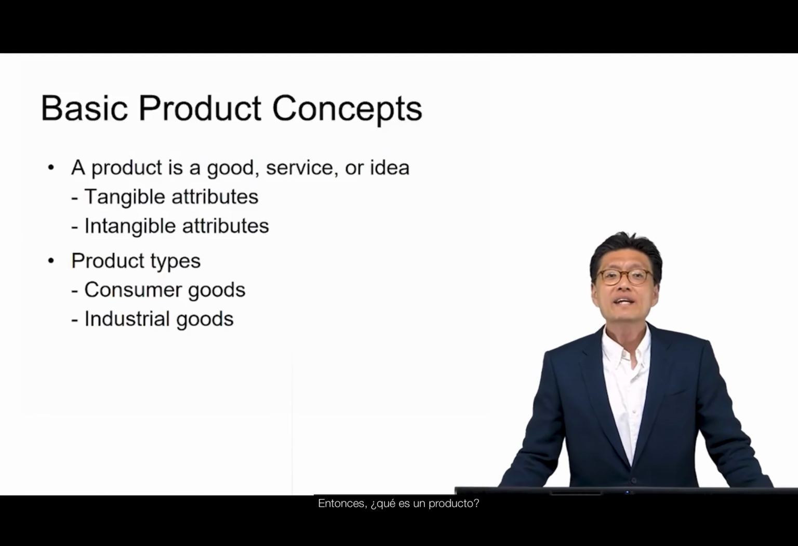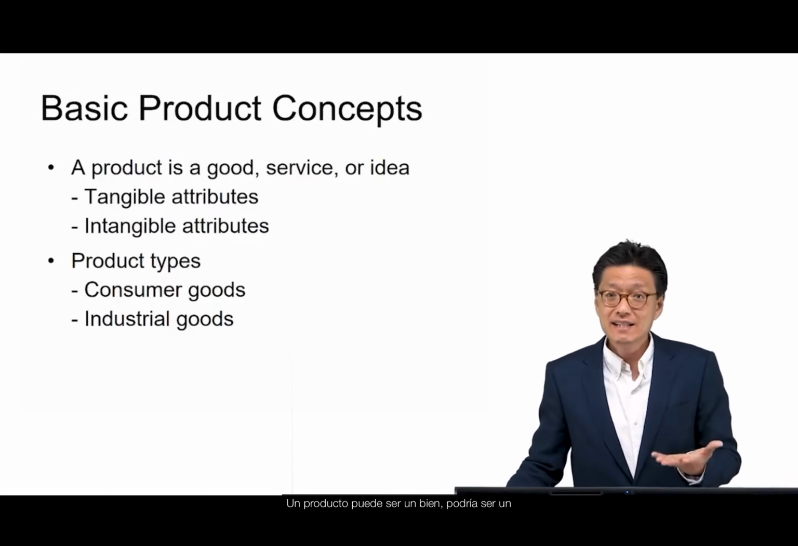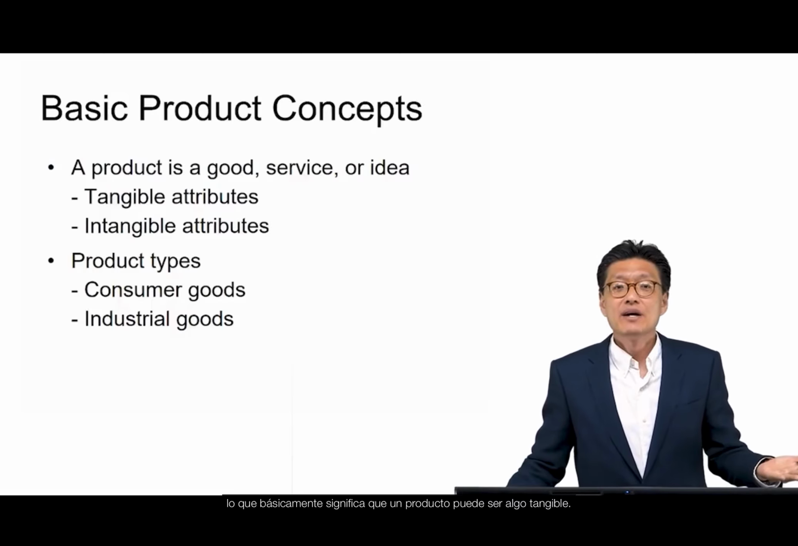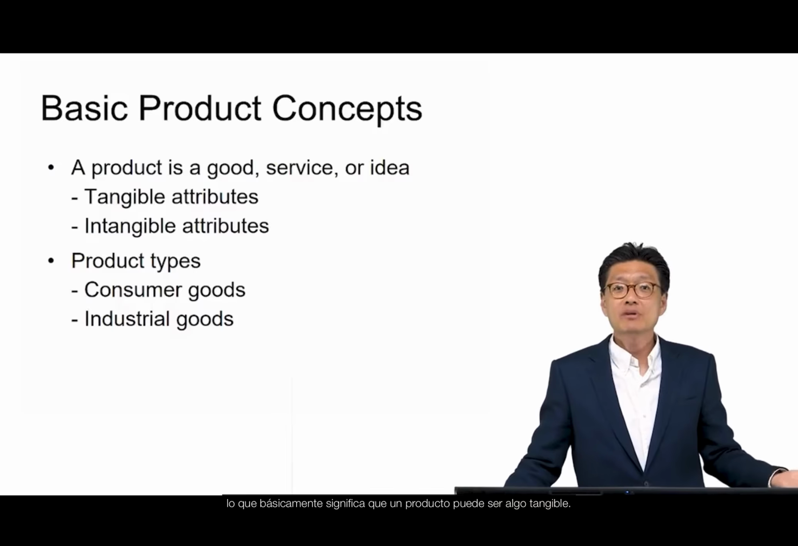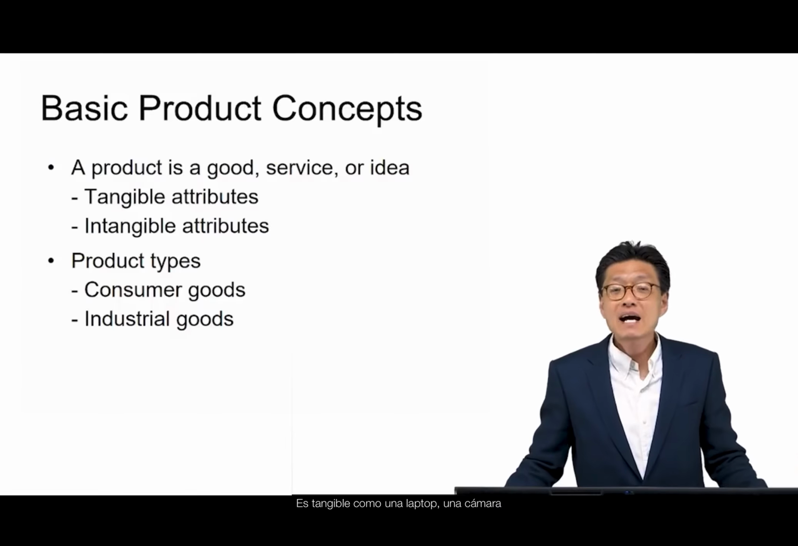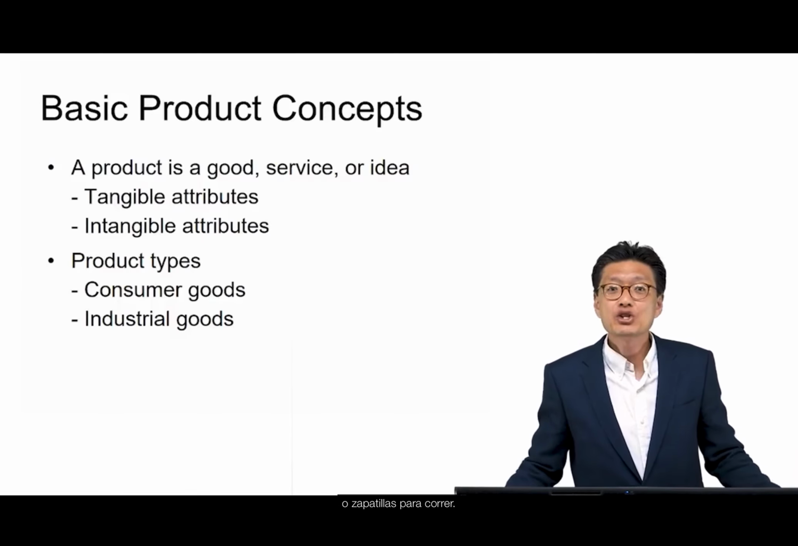So, what is a product? A product can be a good, right? It could be a service, or it can even be an idea, right? So, which then basically means that a product can be something that's tangible. So, if it's a good, that means it's a tangible, right? It's a tangible, like a laptop, a digital camera, or a running shoe.